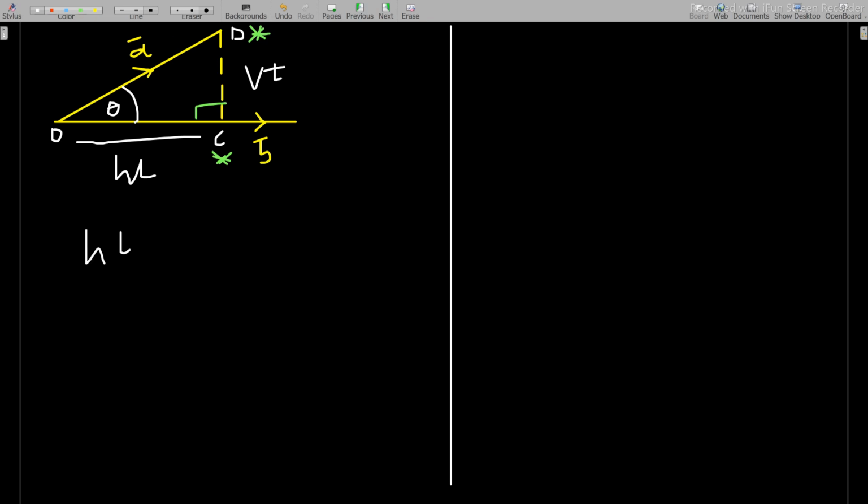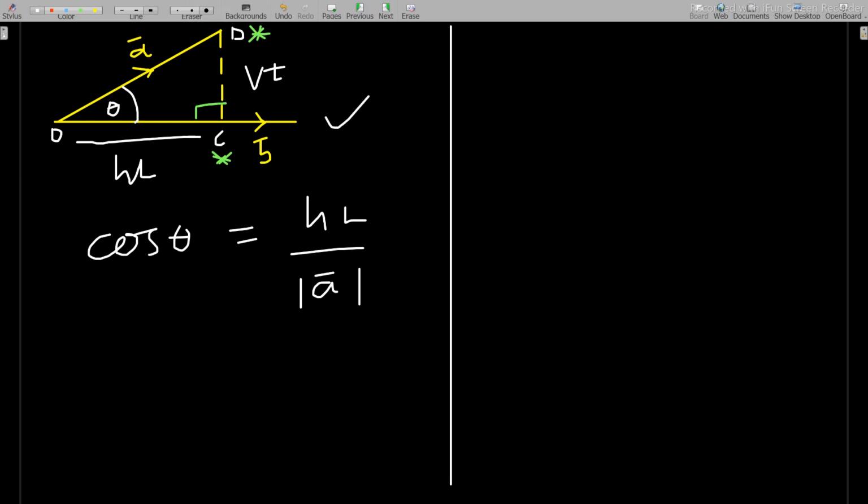adjacent, so let's pick the theta. Cos of theta will be equal to adjacent, which is the HL, over the hypotenuse, which is the magnitude of A. I hope you get it. So the HL is the horizontal component of A. That will be the component of A that lies exactly on B. I hope you get it from this diagram.